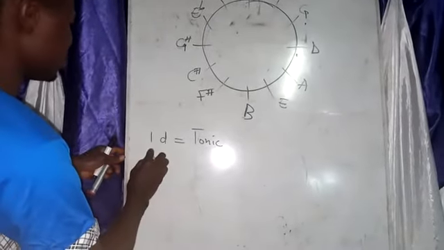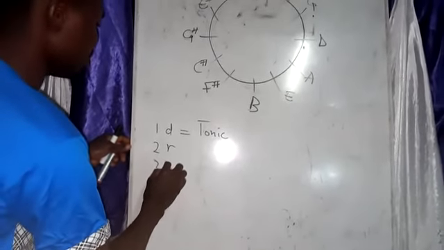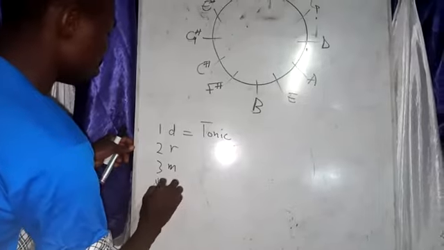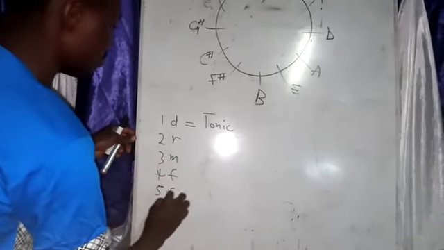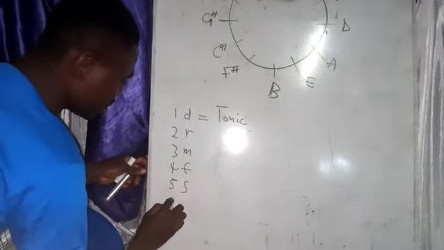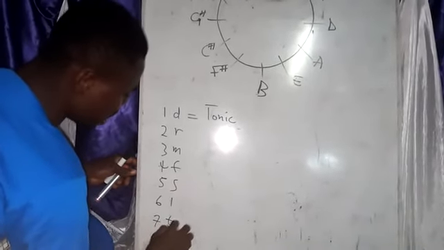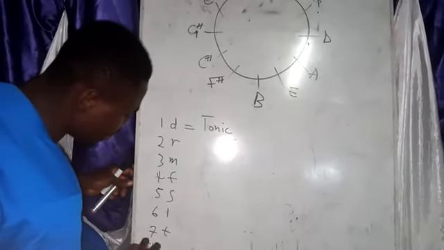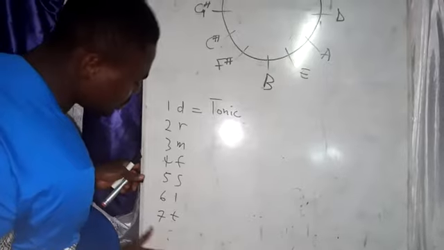The second note, which is Re. The third note, which is Mi. The fourth note, which is Fa. The fifth note, which is So. The sixth note, which is La. The seventh note, which is Ti. And the eighth, or the first note, which is the Do again. So let's take it out.